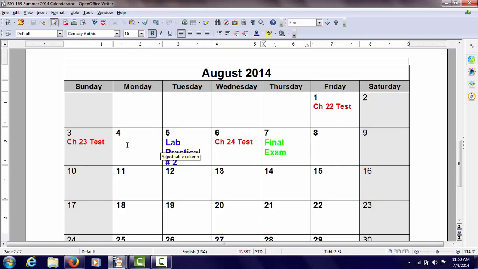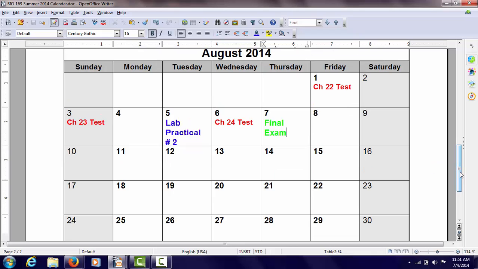Another busy week. Chapter 23's test on August the 3rd. Lab practical on the 5th. Last chapter test on August 6th. And final exam on August 7th. Again, just like the midterm, that'll be done in person at the testing center on campus. So you have already now a full calendar of when your grades are expected.